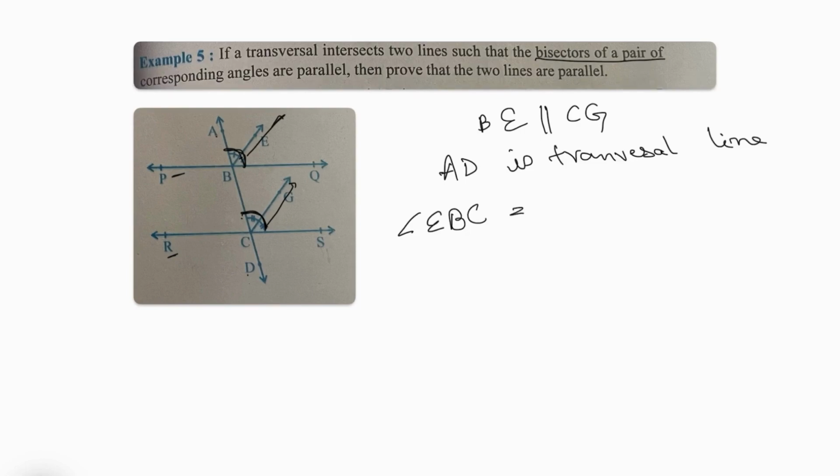So we know that line segments BE are parallel to CG. We know that two lines are parallel, which means that there is some relation between the angles, right? So for these two, AD is a transversal line between these two, okay? So angle EBC is equal to angle GCD, basically this and this, right? Because the lines are parallel, that's why.